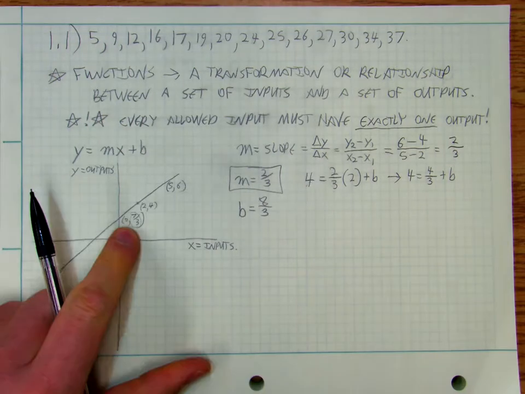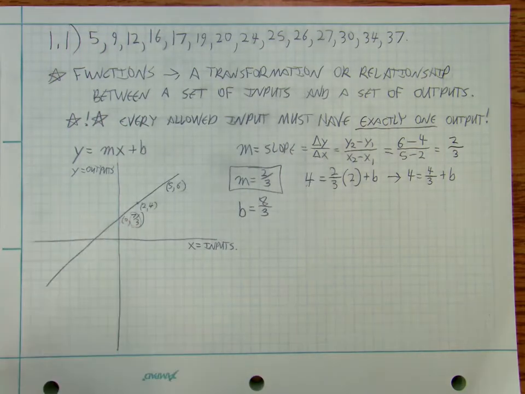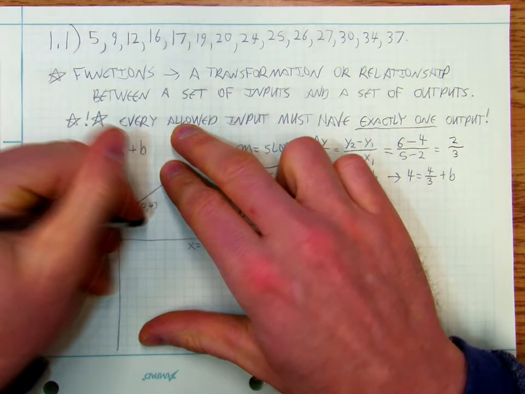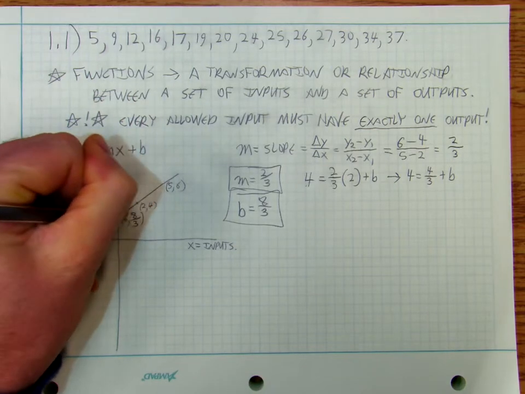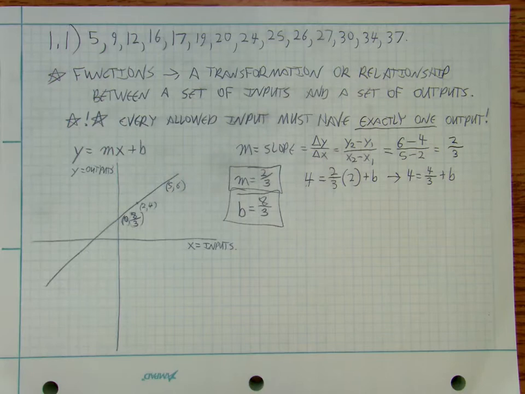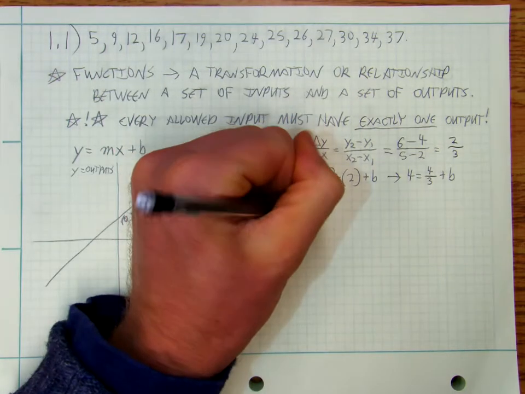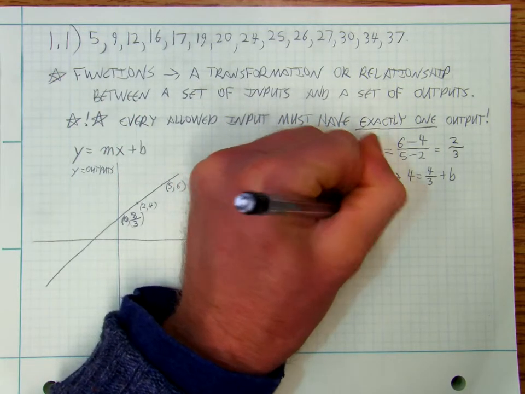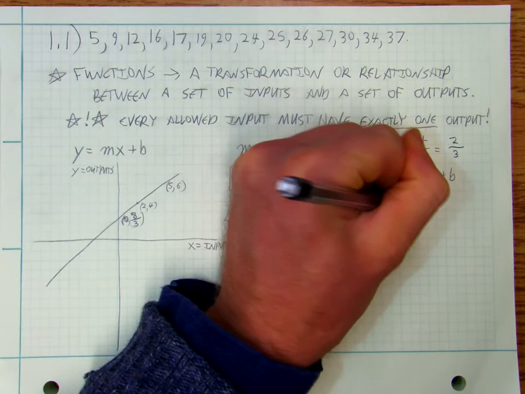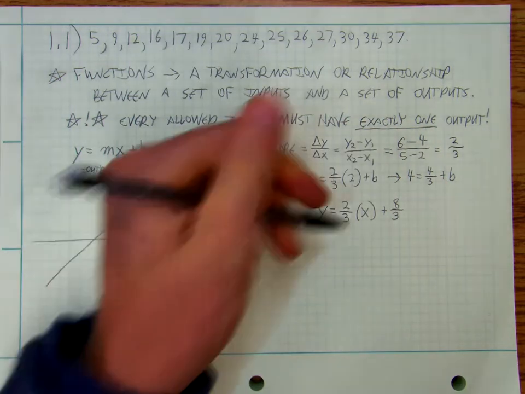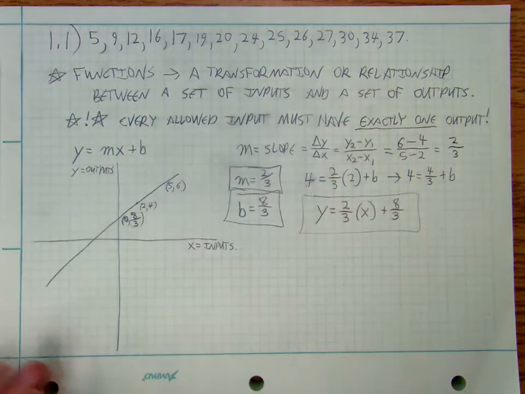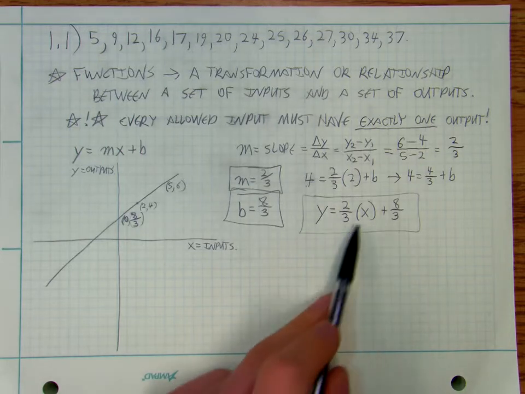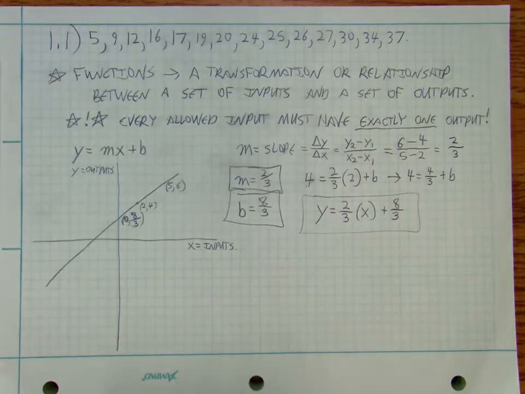And what did I say that it was over there? I said it was 7/3. So I was off by 1/3. So then finally, for that function, I've got y equals 2/3 x plus 8/3. And that is my function. So here's my inputs, and then I run it through a transformation, and then I get my outputs.